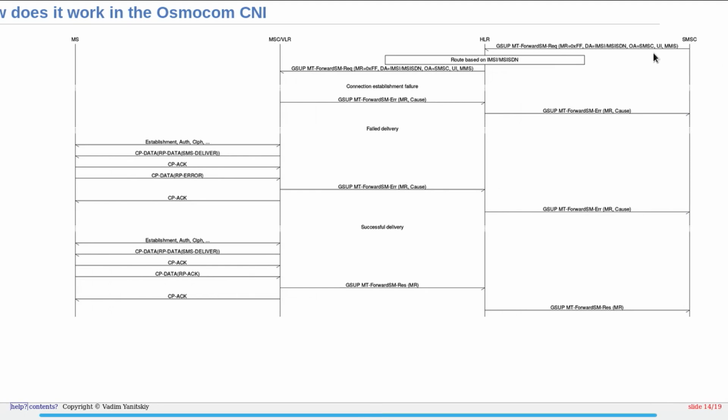On the top part, we have the SMS center, which basically initiates the mobile terminated SMS transmission. At that point, it doesn't know the message reference that's going to be used, because it's assigned by Osmo MSC. So we use any invalid value for the message reference. It's getting forwarded to Osmo HLR. Osmo HLR connects to Osmo MSC and forwards this message. Then Osmo MSC establishes an SDCCH channel with the subscriber and just forwards it. So we also get either an empty forward SM result or an error message.